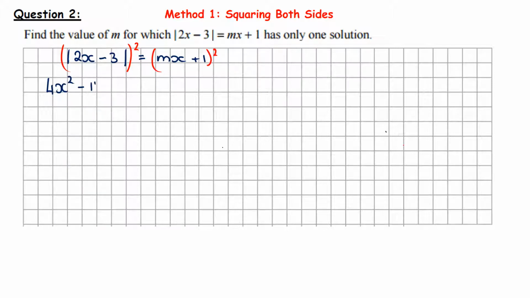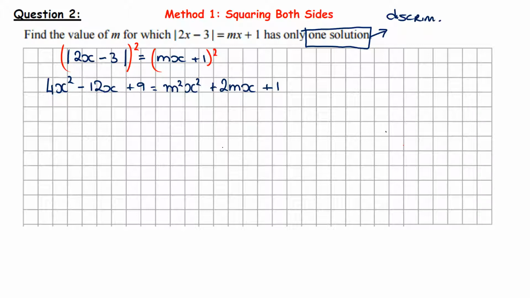So minus 12x plus 9 is equal to m squared x squared. So I'm using the shortcut: square the first, twice the first by the second, square the last. Now, what we have here is a quadratic. It is a complicated looking quadratic, but it is a quadratic. And focus here on the idea of only one solution, and that's important. For a quadratic with one solution, we should be thinking discriminant. So b squared minus 4ac, and when that is equal to 0, there's only one solution.